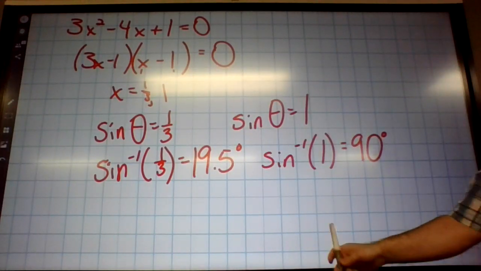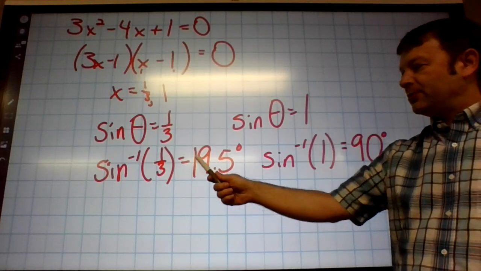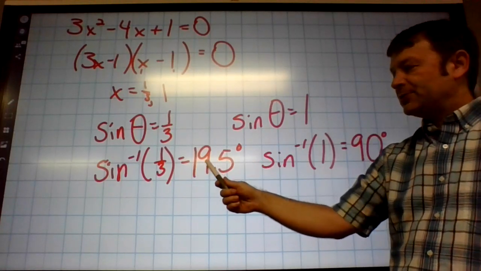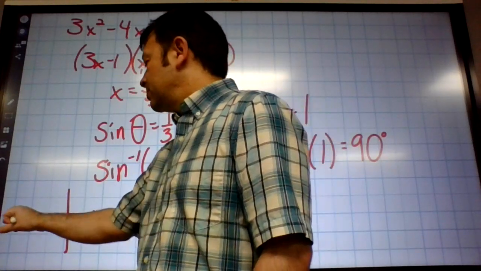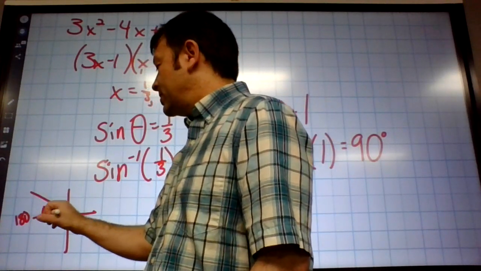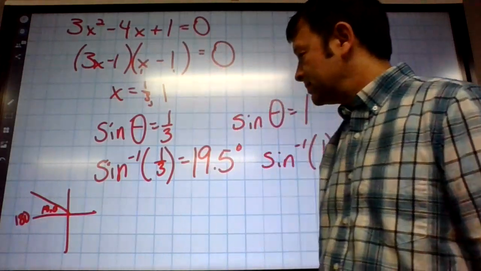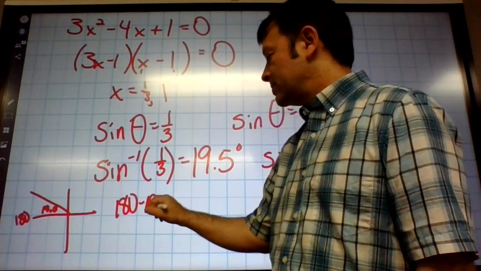Okay, this one has a twin. Sine is positive in the first quadrant, which is what this one is, but it's also positive in the second quadrant. So it would need to do 180, since 19.5 is the reference angle, 180 minus 19.5 to find the second quadrant angle.